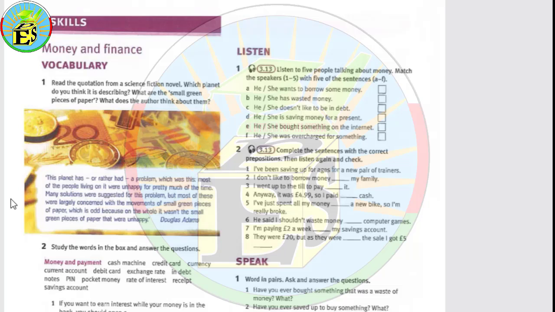Have you got the answer? Yes, the quotation is describing the earth. The small green pieces of paper are banknotes. The author doesn't understand why the pieces of paper made the people unhappy. Now, let's go for the second exercise.